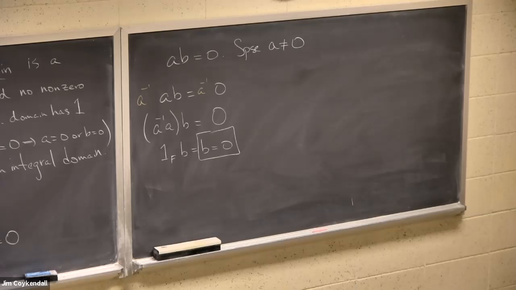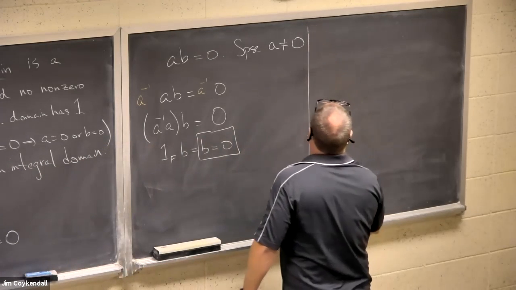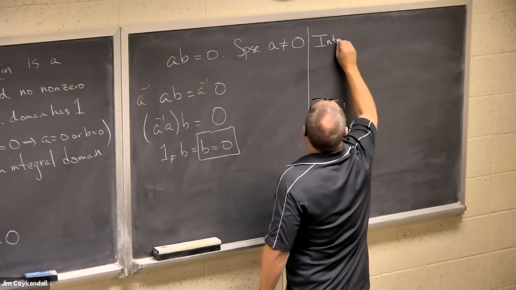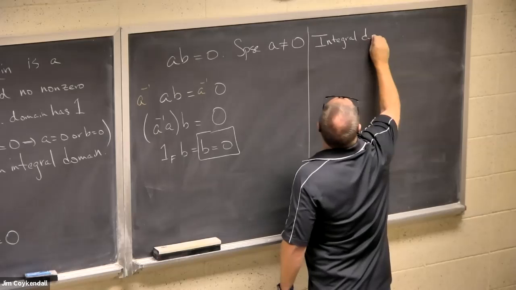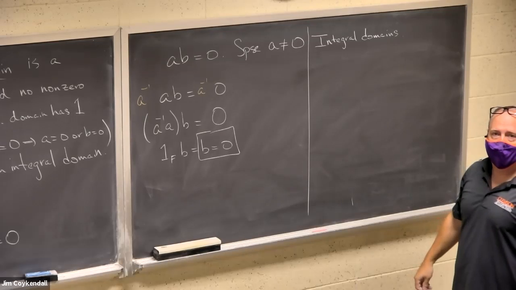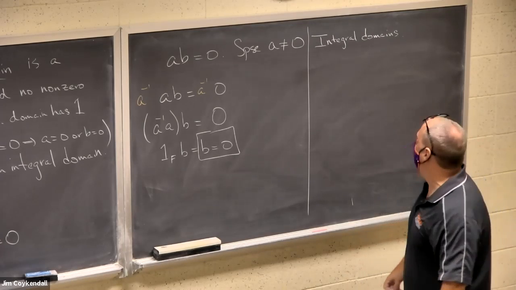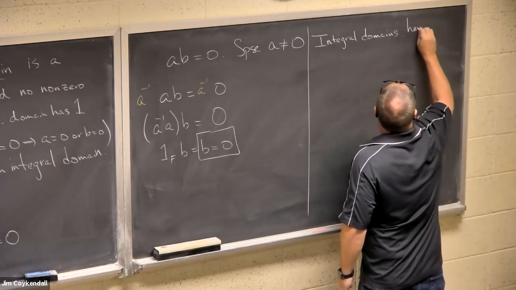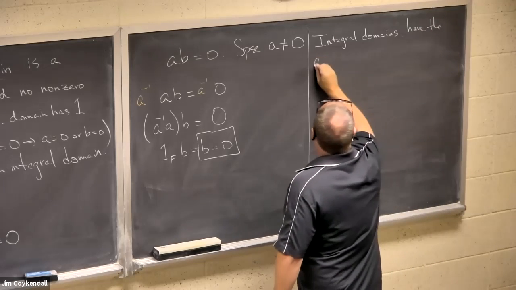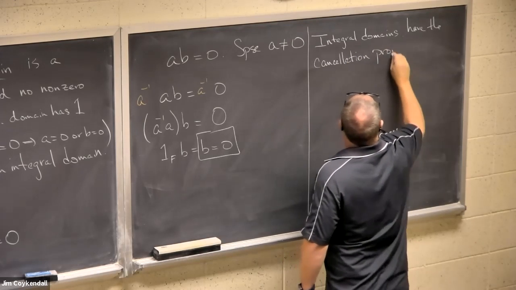Here's another good thing. Okay, any questions? Integral domains. Here's kind of a nice corollary to the fact that the product of two things being zero means one of them has to be zero. Integral domains have what we call the cancellation property. You can do this.